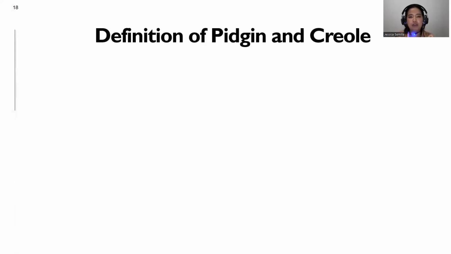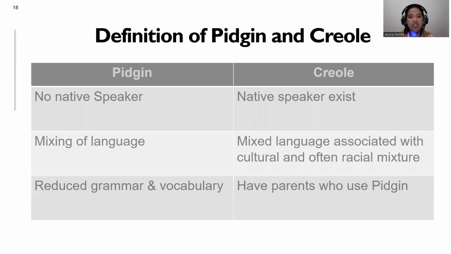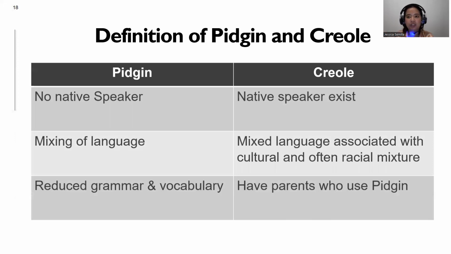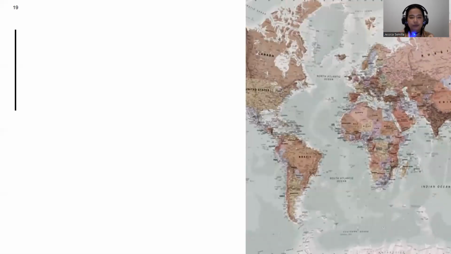Okay, let's move on. So these are the definitions of Pidgin and Creole. If you look into the differences: if it's Pidgin, there is no native speaker; if it's Creole, a native speaker exists. Pidgin is a mixing of languages; Creole is a mixed language associated with cultural and often racial mixture. Pidgin has reduced grammar and vocabulary, while Creole speakers have parents who use Pidgin.